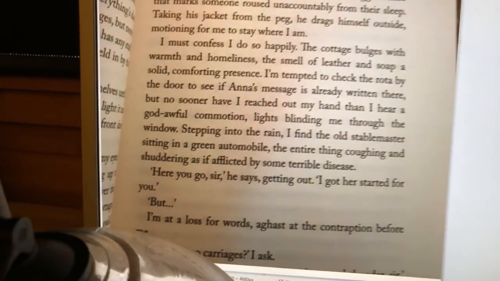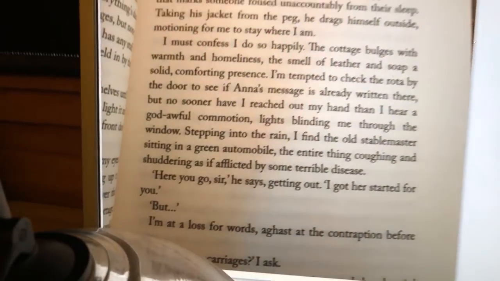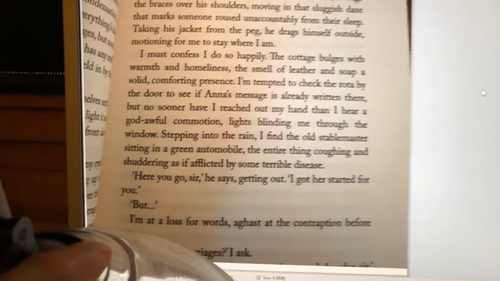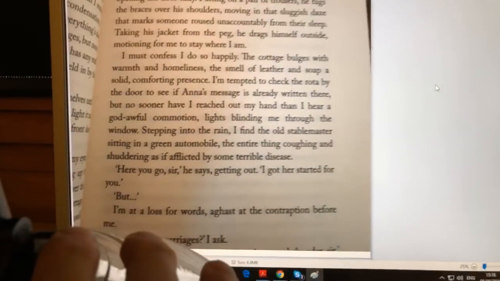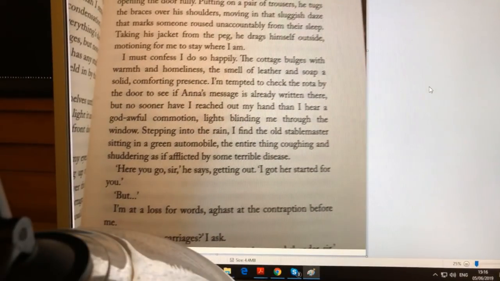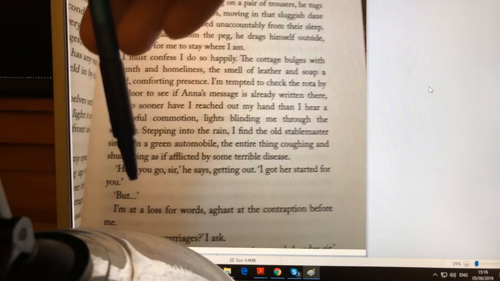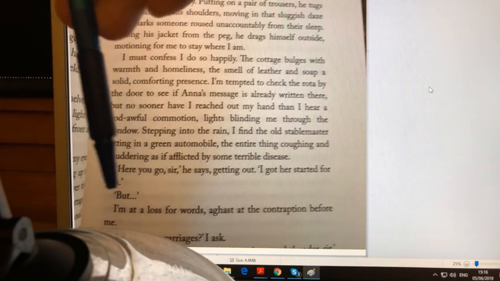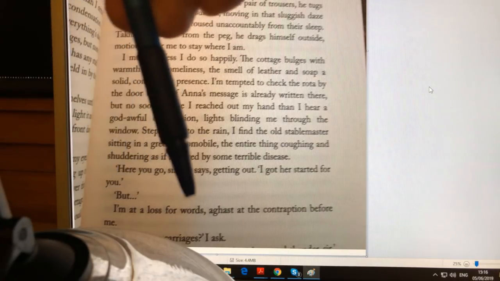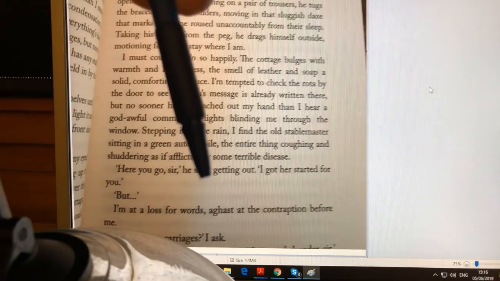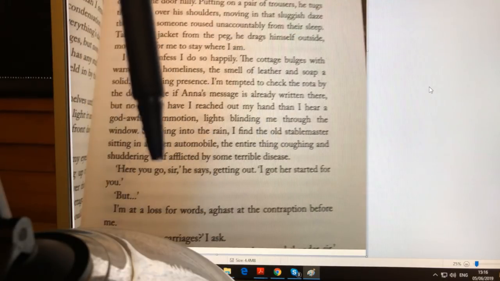I'd have to do something like that, but it's going to fall over if I put it like that. So we'll just have to leave it, but trust me, it says "aghast at the contraption before me." Oh, maybe I've got it in. Now, what we've actually got here, you can consider this as "I am at a loss for words and aghast at the contraption before me."